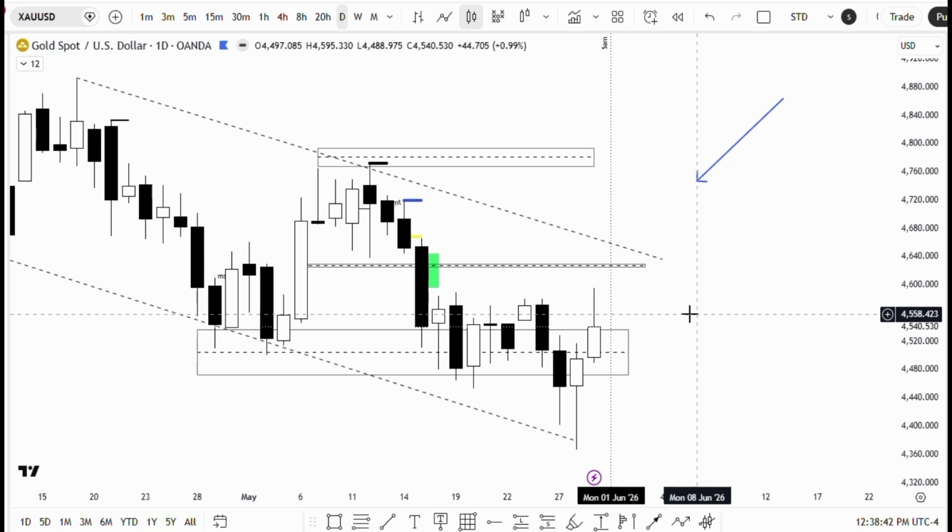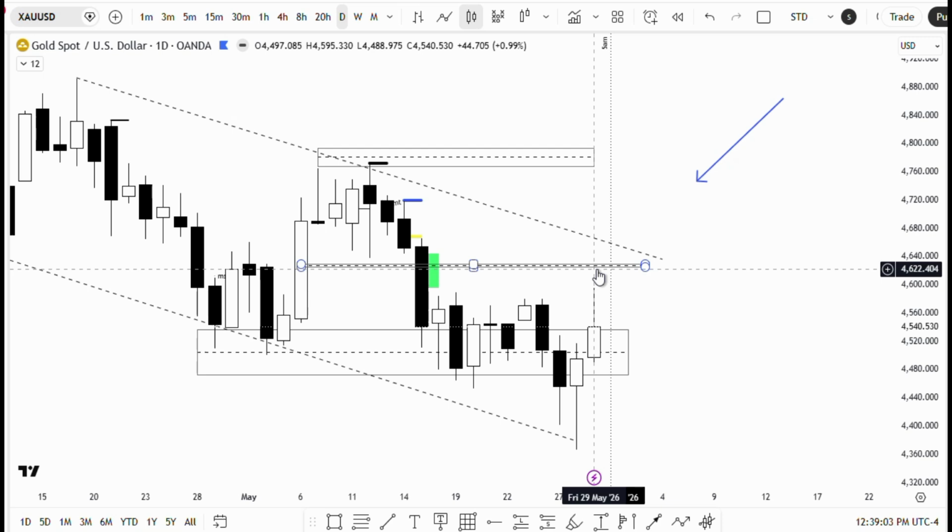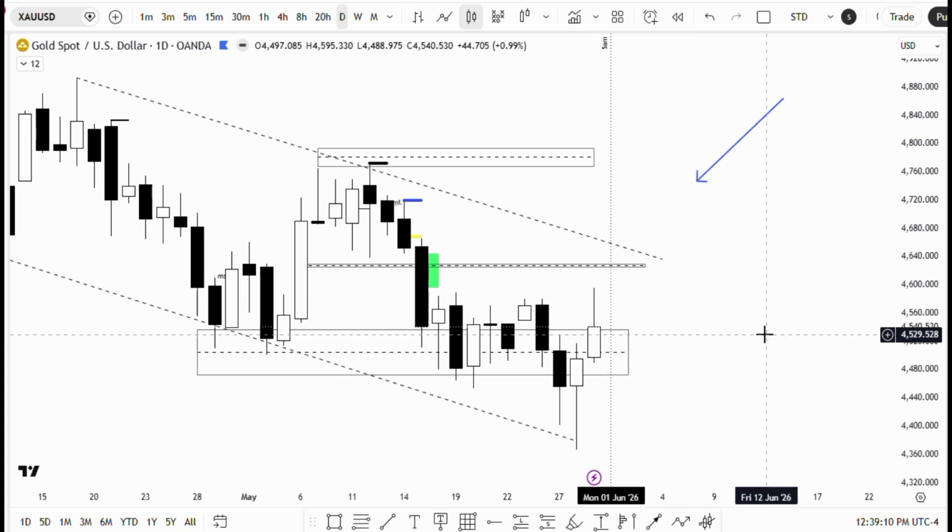So what I'm looking for on a lower time frame now is price mechanics. I'm looking for something that fits my model. This is where your model takes charge, whatever that is. But first I'll look for some kind of interaction with this 4,600, preferably, and then trade whatever I see next. So that's me going into the first week of June.